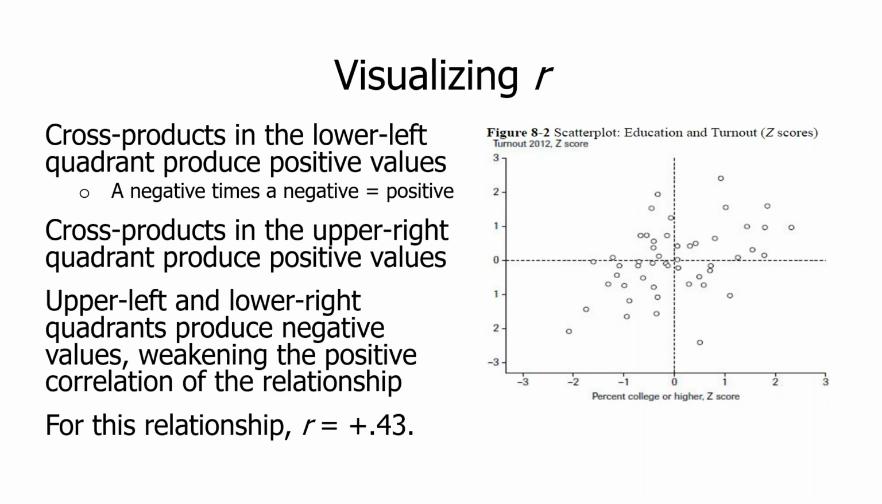For the relationship we just looked at, the Pearson's R is plus 0.43. We knew it was positive because of the way the scatter was arranged. So in your mind's eye, you can think of a scale that ranges from -1 through 0 to +1. And this relationship is moderately strong at 0.43.